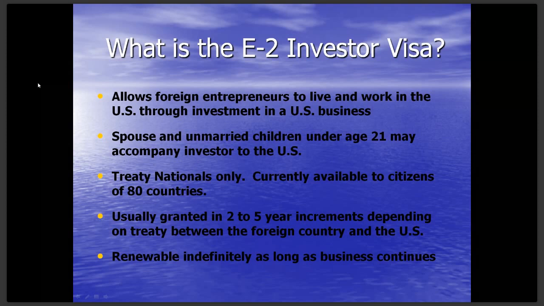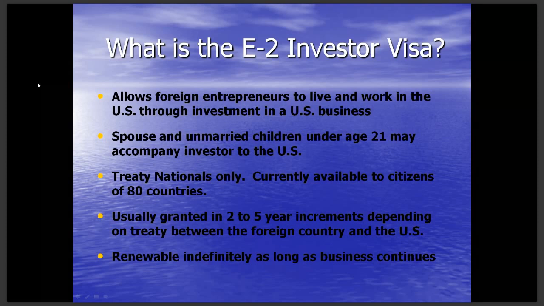Okay, out of about 200 countries in the world, currently there are 80 countries that have the required treaty. So one of the first things you need to do is to determine whether you're a citizen of a treaty country. Now, there are many people that have multiple nationality. We call that dual nationality. As long as one of your citizenship is on the treaty list, you can apply for the E-2 investor visa.